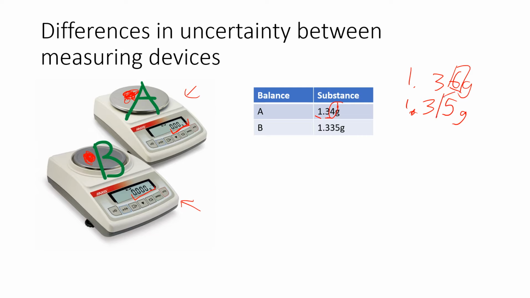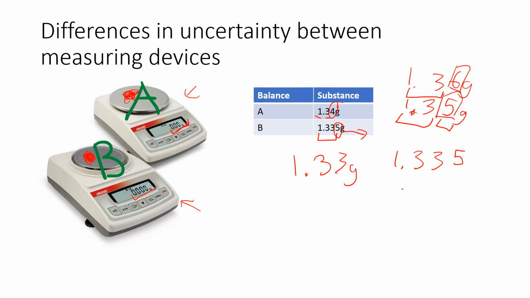This last digit is uncertain. The balance is not sure about that digit. The 1.3, balance A is 100% sure on. It knows that it's at least 1.3 grams, but it doesn't know how much after that. When you go to balance B, you can see it measures up to 3 decimal places. What does this mean? It means that these certain digits they're certain about. So balance B knows for a fact that it's at least 1.33 grams, but this last digit it's not sure about. It estimates that it's 1.335.